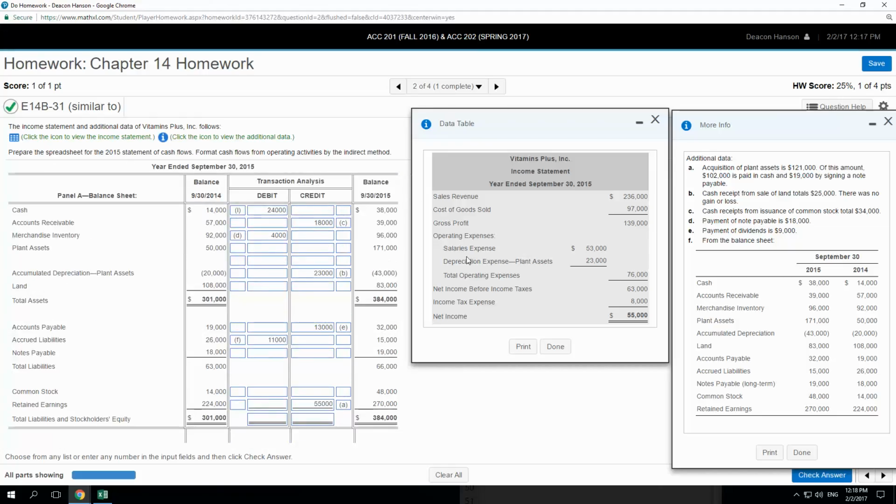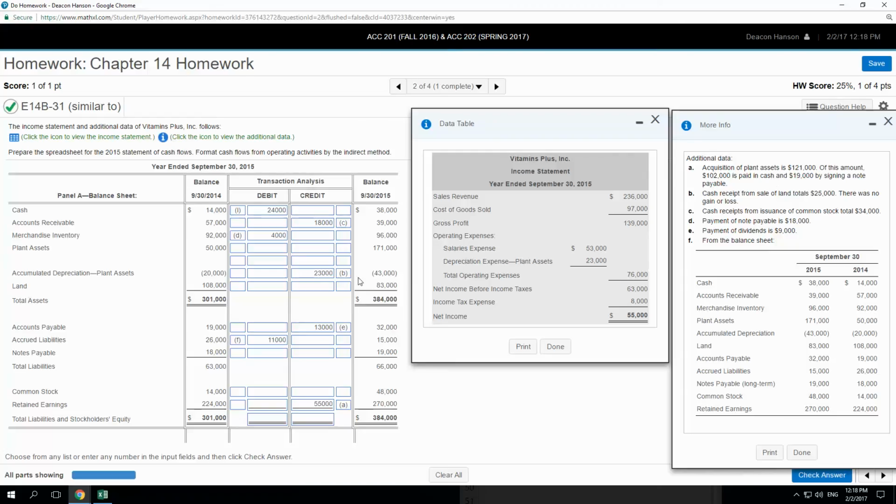So we have a change in our plant asset here. It goes from 50 to 171,000. So let's see. Acquisition of plant assets is 121. Of this amount, 102 is paid in cash, and 19 is done by signing a note. So if you think about it, the piece that's done by signing a note is not actually a cash flow. It's because you're borrowing money. So we've got to separate that.